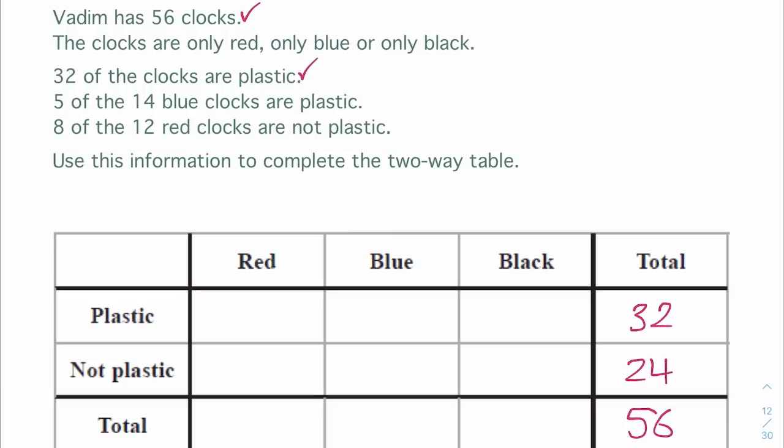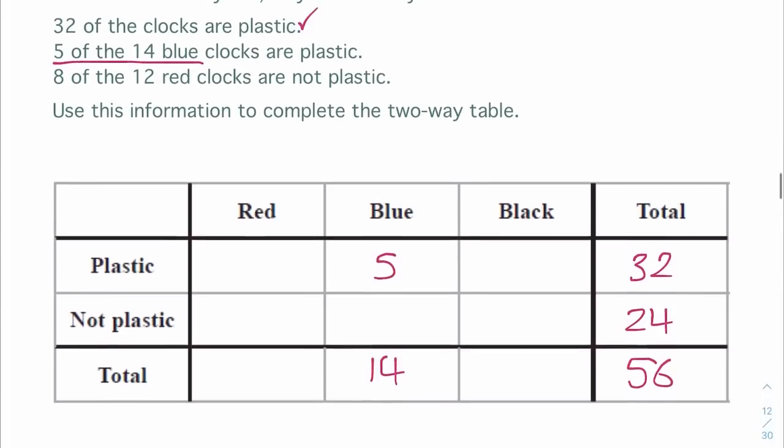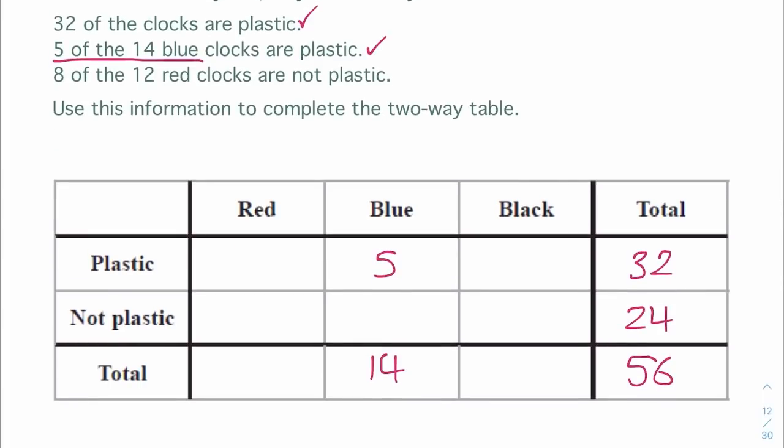5 of the 14 blue clocks are plastic. Now that's a good one because that tells us 2 bits of information. 5 out of the 14 blue clocks, so it tells us there are 14 blue clocks, and out of them 5 of them are plastic, so 5 just here. So straight away we can actually work out the ones that are not plastic. 14 take away 5 would be 9, and now they add up to 14.